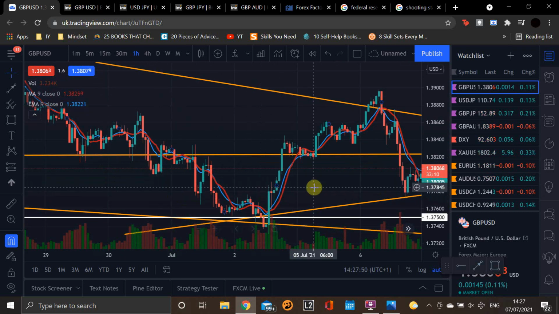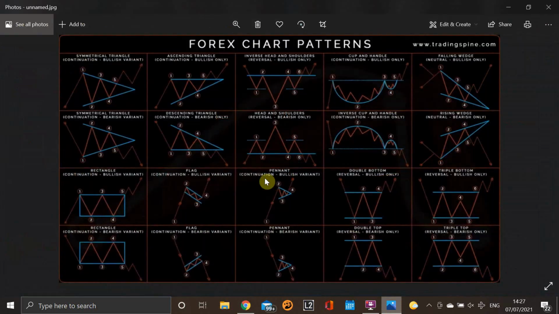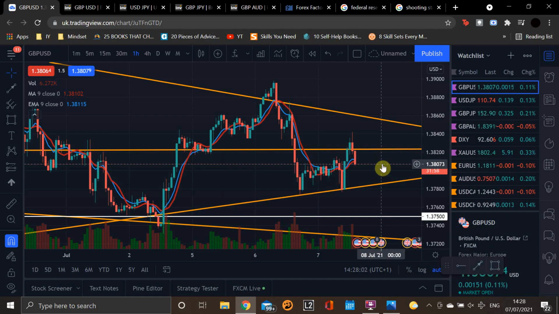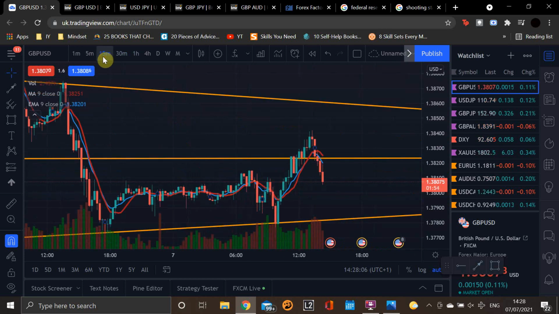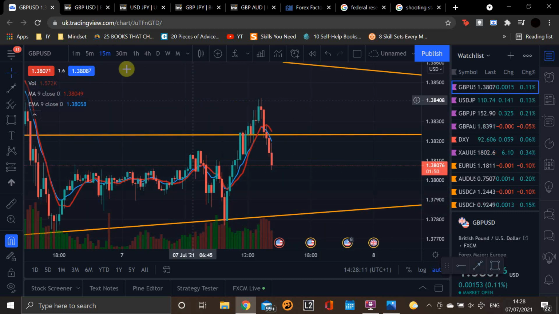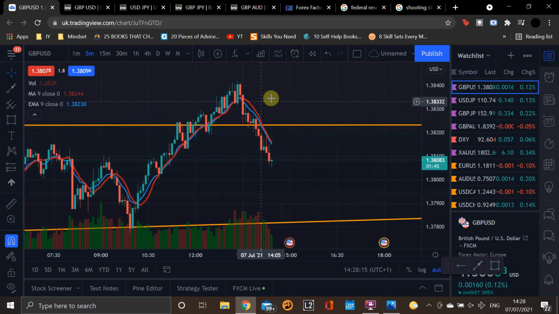Got an ascending triangle, got a symmetrical triangle, and you have a falling wedge. You have a symmetrical triangle, bullish variant, falling wedge, bullish variant, and you have an ascending triangle, all within one move. You know what? I'm gonna buy GBP USD 100%, especially if I see it start reversing again. I'm gonna keep my eye on this 100%.